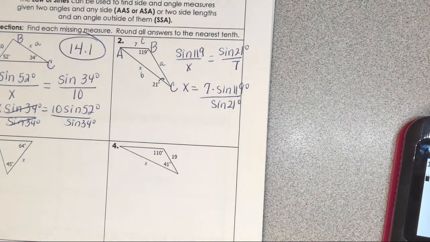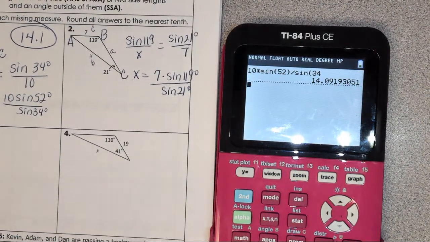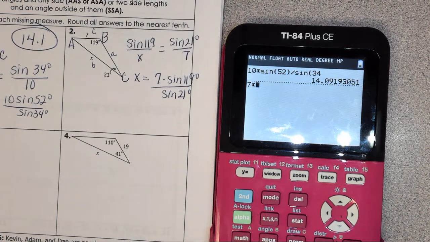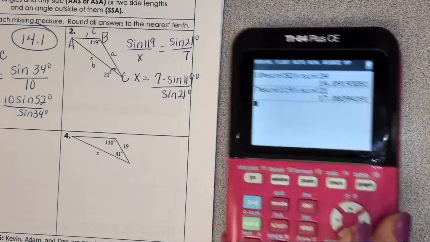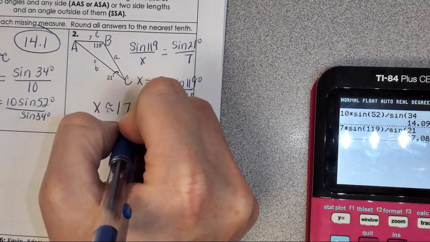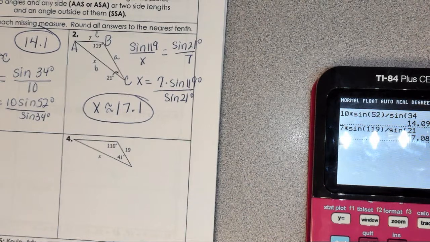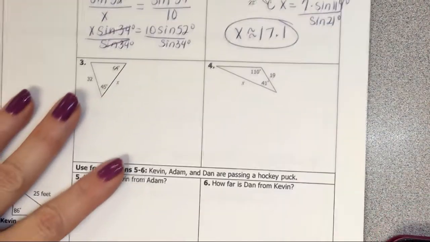Can you think ahead and do that? If you can't, you can write it all out, but I'd love for you to be able to just go directly to that. And you should get 17.1. Okay, questions? It's not so bad, right?